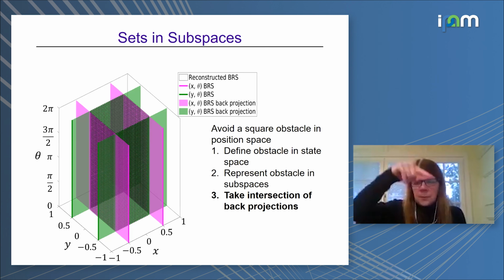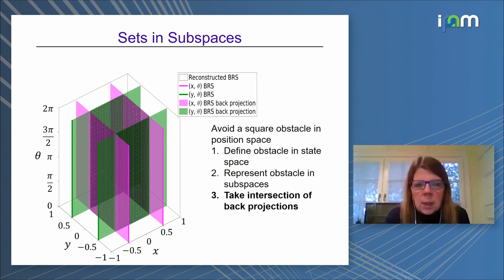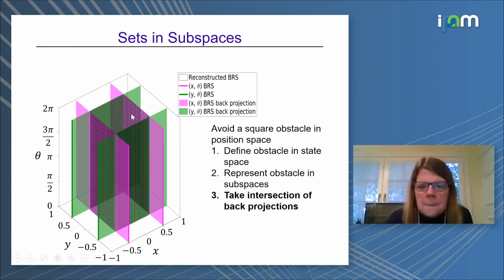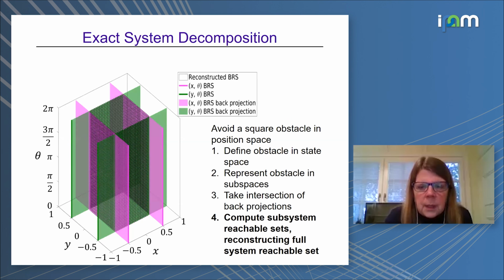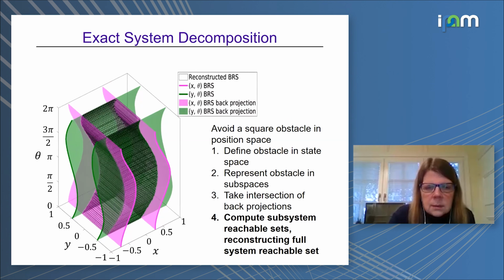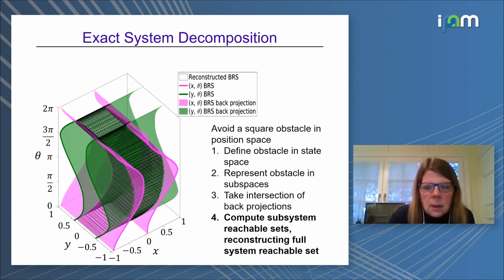So, for example, if you were trying to avoid these disks that we were using earlier, you could come up with this rectangular prism over-approximation of a circular cylinder. Okay, so we take the intersection of the back projections. And now with that set structure, we go ahead and compute the reachable sets in each of the projections, in the x theta and the y theta, and that's the computation done here.